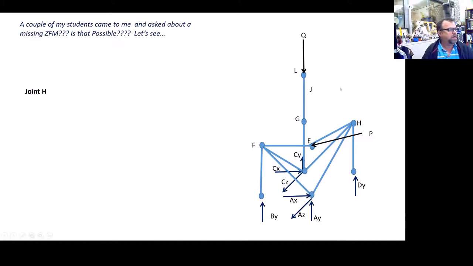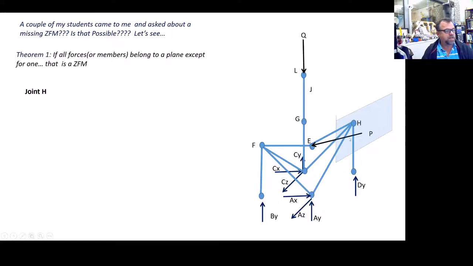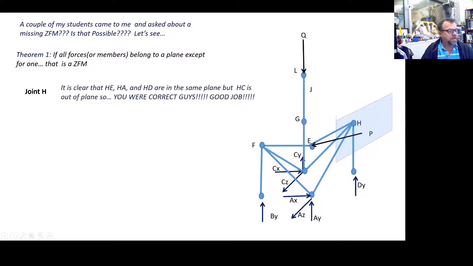If you come here and you look at the joint H and you put a plane in this part, whenever you put that plane in that part, the first theorem says that if all forces except one are in the same plane, the one that is out of plane is zero. So look at that. If you look at this plane here and you look at the joint H, this force and these forces are in the same plane, but this one, CH, is out of plane.